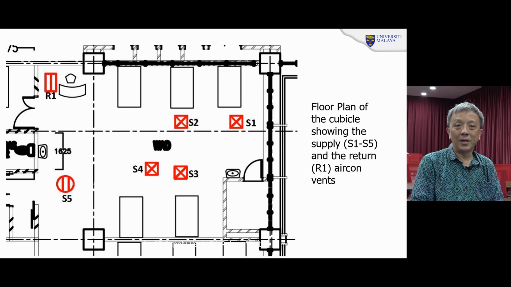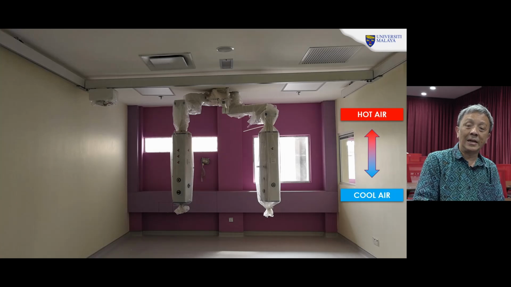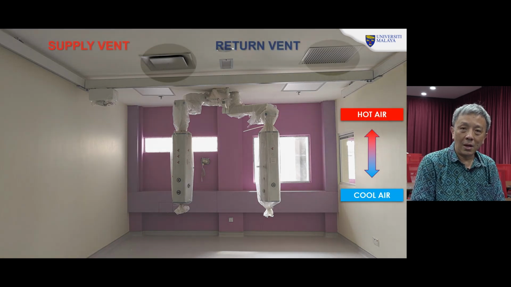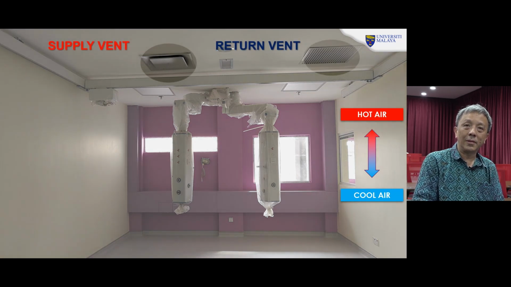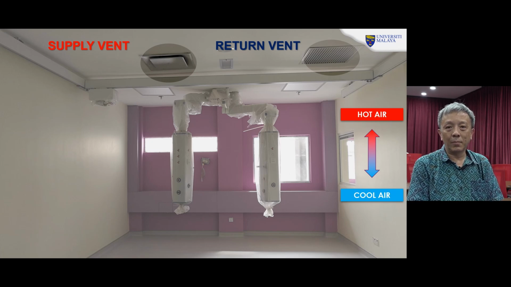This shows the 5 supply vents, from S1 to S5, and R1 is the return vent. Alright, so what is that? Let me explain what supply and return mean in the context of ventilation, especially in a room. The picture you see here is an ICU with a return and a supply vent. You can see on top, that is the return vent and the supply vent.